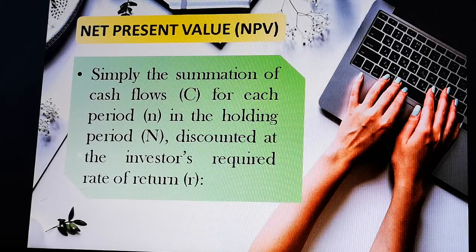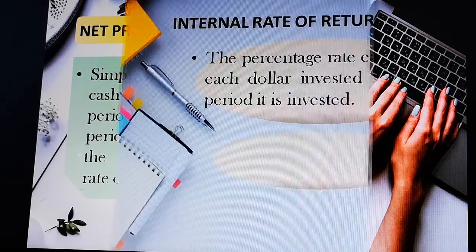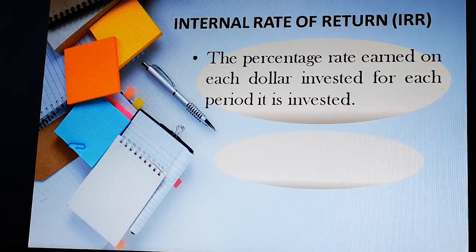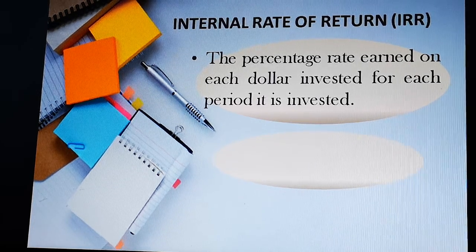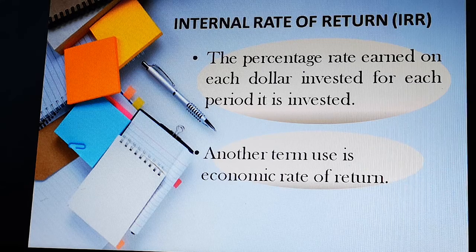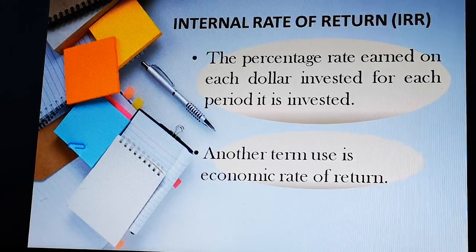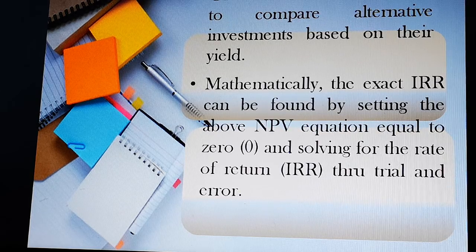Net present value is simply the summation of cash flows for each period in the holding period discounted at the investor's required rate of return. On the other hand, the internal rate of return is the percentage rate earned on each dollar invested for each period it is invested. Another term used for the internal rate of return is the economic rate of return or the discount rate. It gives an investor the means to compare alternative investments based on their yield.